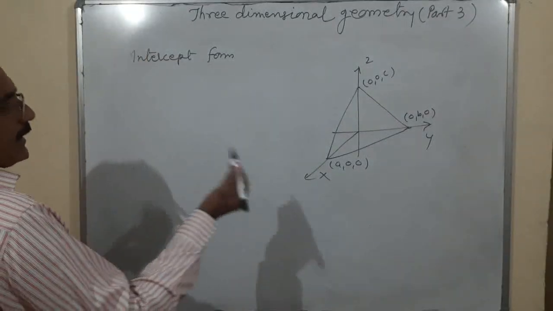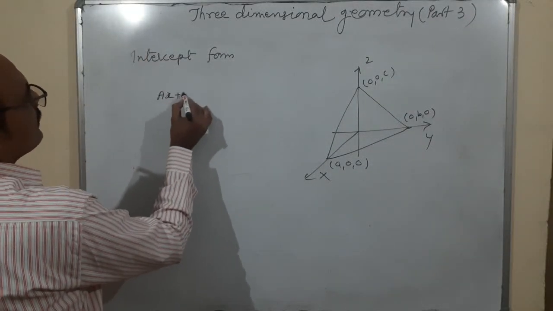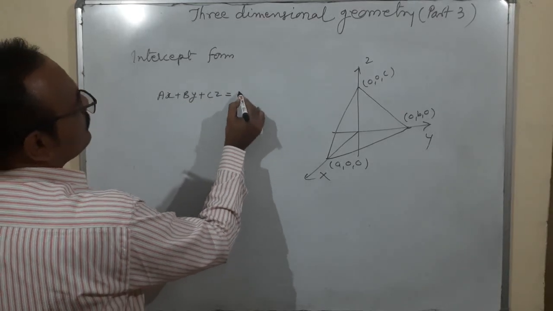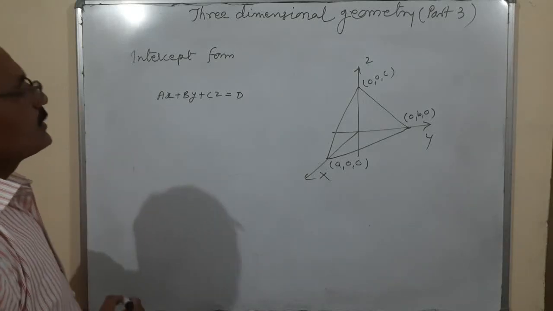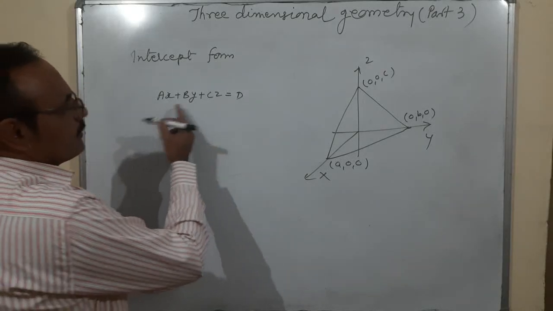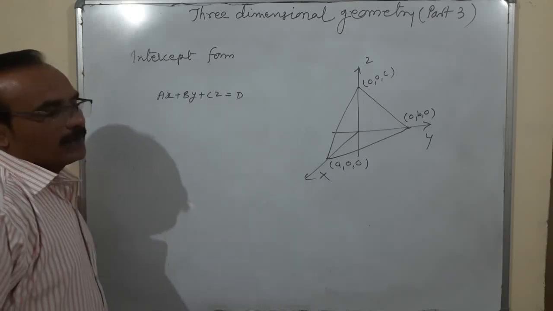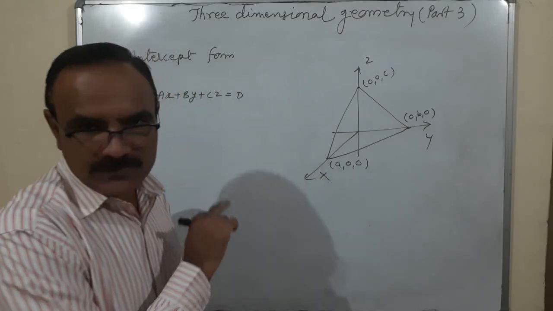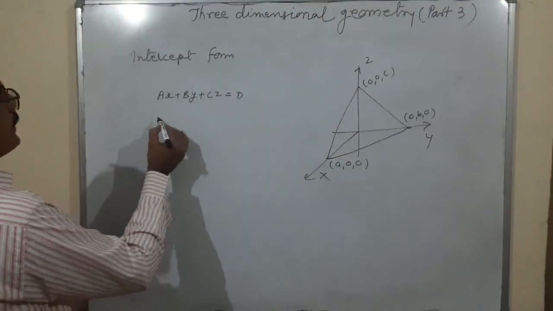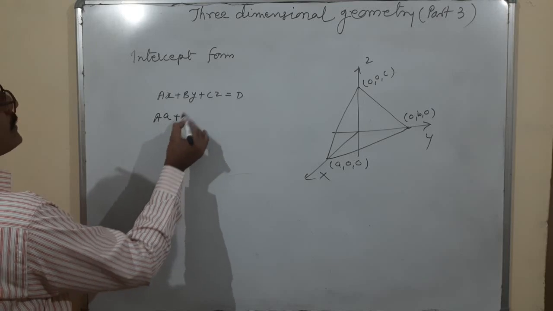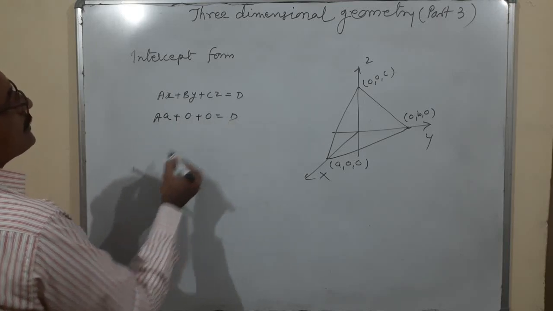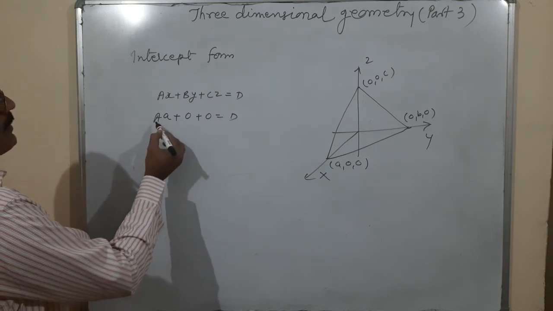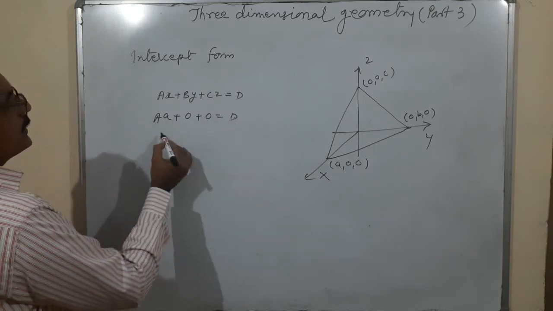General equation: ax plus by plus cz is equal to d. Okay. So when I put the value here, because this is the equation of the plane and the plane is passing through the point a, 0, 0, definitely this point will satisfy the equation. So I can put here a times a plus 0 is equal to d. So what does it mean? The meaning is the value of a into a is equal to d.